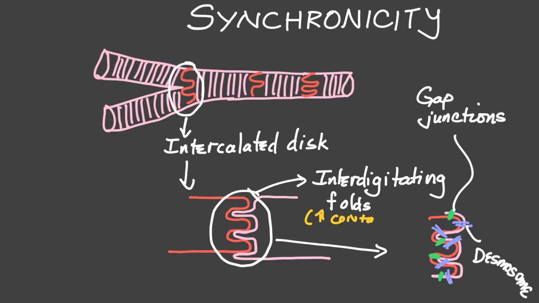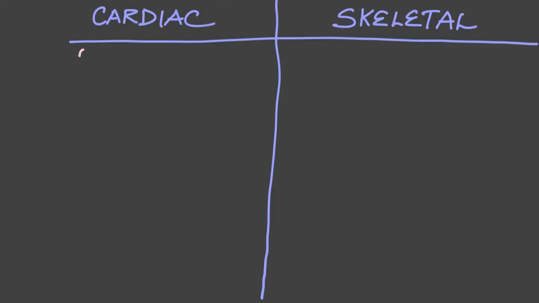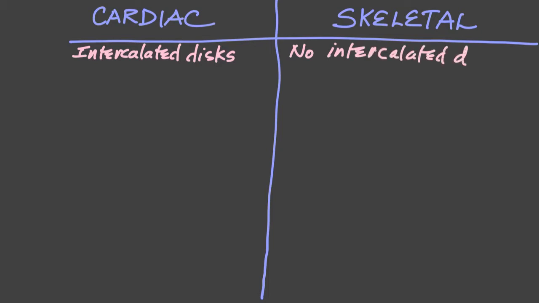So we have interdigitating folds that increase contact, desmosomes that prevent tearing of myocytes, and gap junctions that increase the speed of communication between the cardiac myocytes. Let's compare cardiac muscle with the skeletal muscle. We just saw that cardiac muscles have intercalated discs to help with the synchronicity. Skeletal muscles do not have intercalated discs.